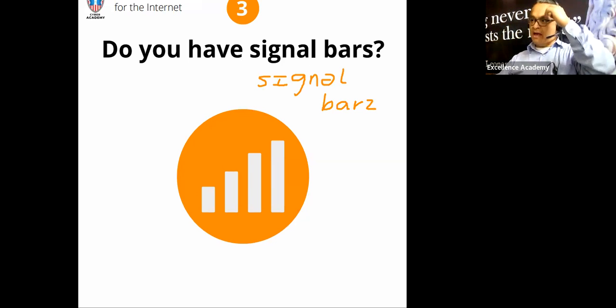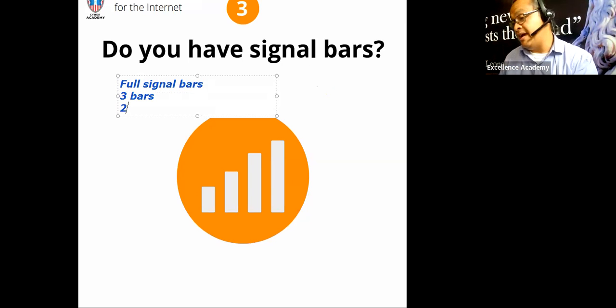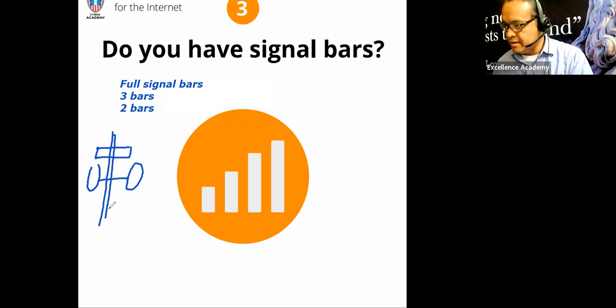Yes, I have full signal bars. Maybe the customer is going to say, yes, I have 3 bars, or maybe I have 2 bars. This is important because the bars determine how close or how far away you are from the tower. You've seen those towers from the cell phone companies here in Guatemala, Claro, Tigo, they have these huge towers, right? So this is a tower.